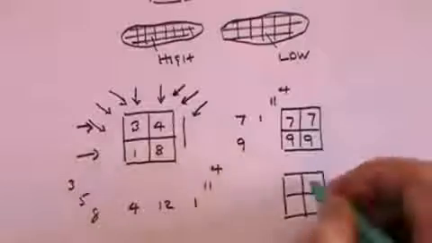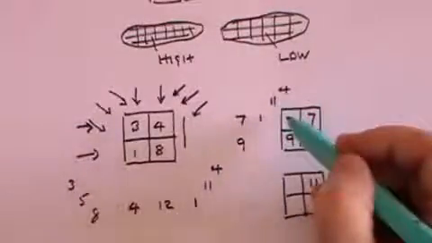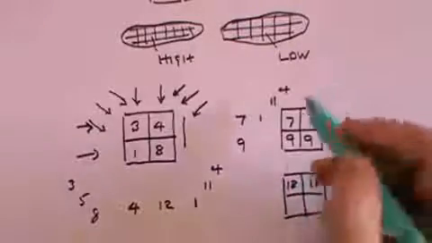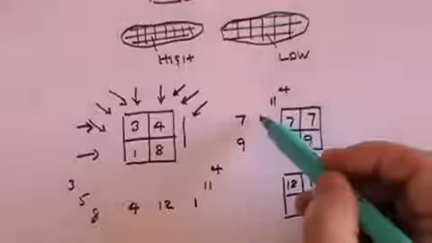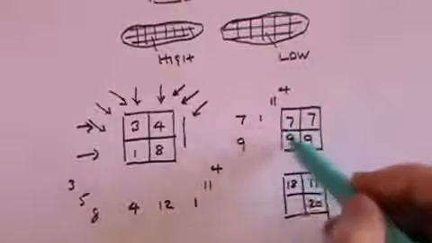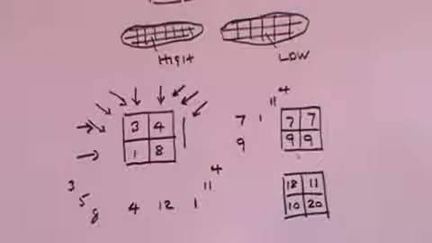4 plus 7 is 11. 11 coming through both of these. 11 plus 7 is 18. 11 plus 9 is 20. And finally the 1 comes through the 9. So 1 plus 9 is 10. And this is what the computer is doing.